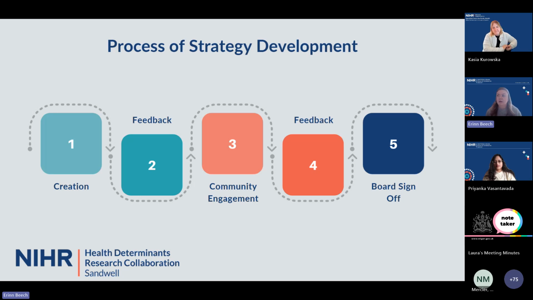Once we'd received this feedback, we then went out and did some community engagement activities. So again, Priyanka will go into this in a bit more detail. We then got some more feedback from these community engagement activities and made some amendments to the plan and to the draft. And then finally, the last stage will be for it to have a board sign off from a HDRC governance structure so that we can publish that, send it out to people and have that sitting on our website so that people can view it and see what we're trying to do as part of the programme.